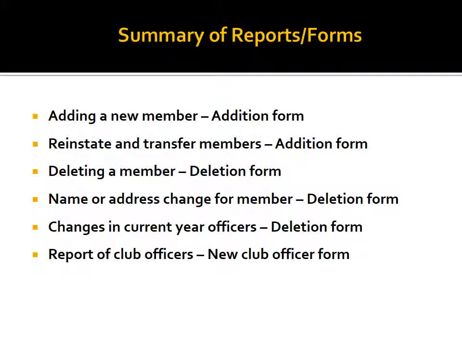So just to recap a summary of the reports and forms that we have discussed: to add a new member, a new addition form is used. To reinstate or transfer a member, the addition form is also used. If you would like to delete a member, a deletion form is available. Name and address changes for members also use the deletion form. If you have a need to make changes to your club officers during the Civitan year, the lower portion of the deletion form is used, as well as if you have to report your new officers as of July 1st, the new club officer form is used.